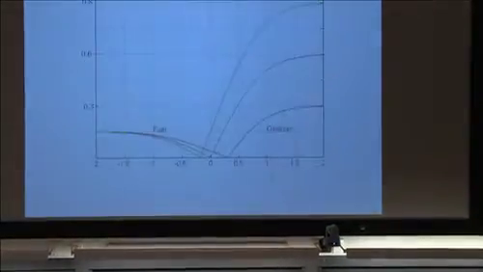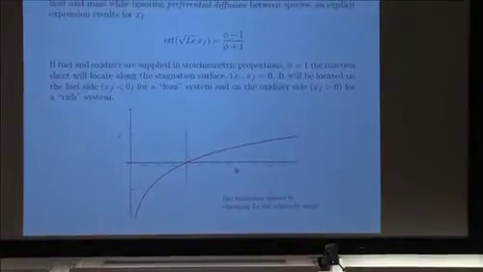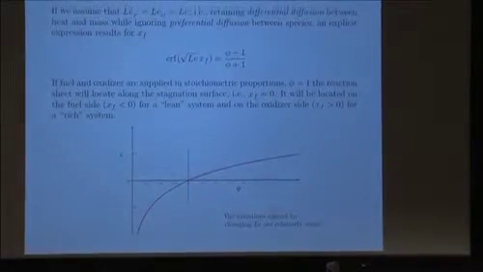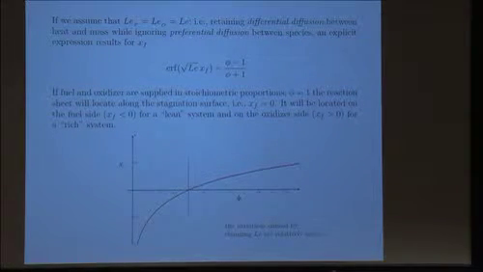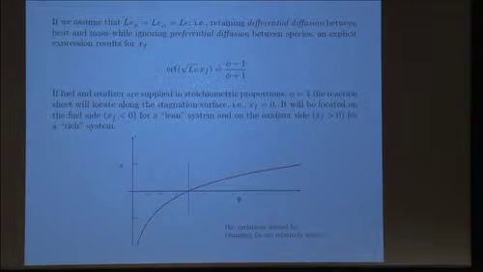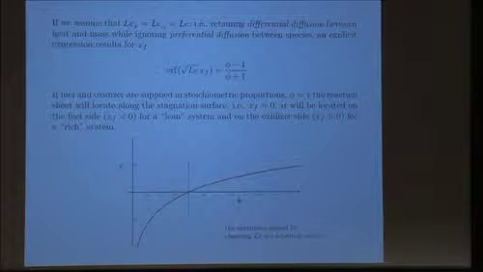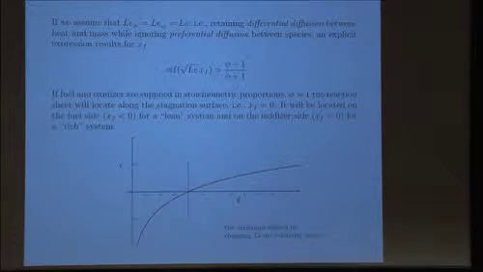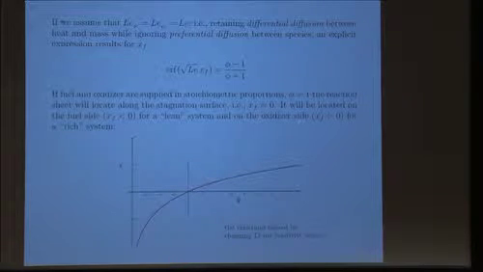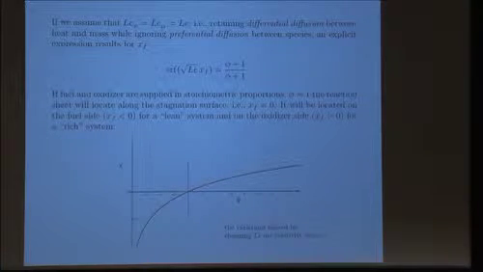So we have a clear summary here. The reaction sheet is located along the stagnation surface when phi is equal to 1. It's located on the fuel side for a lean system and on the oxidizer side for a rich system. So we have a clear determination of where the flame is.